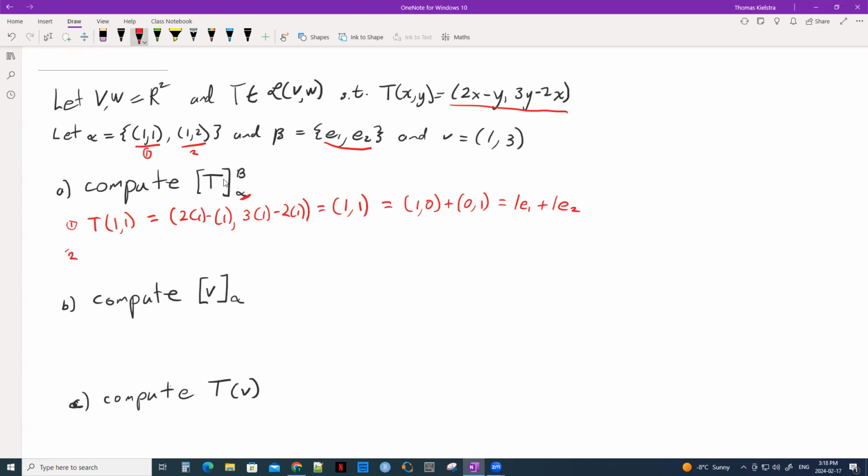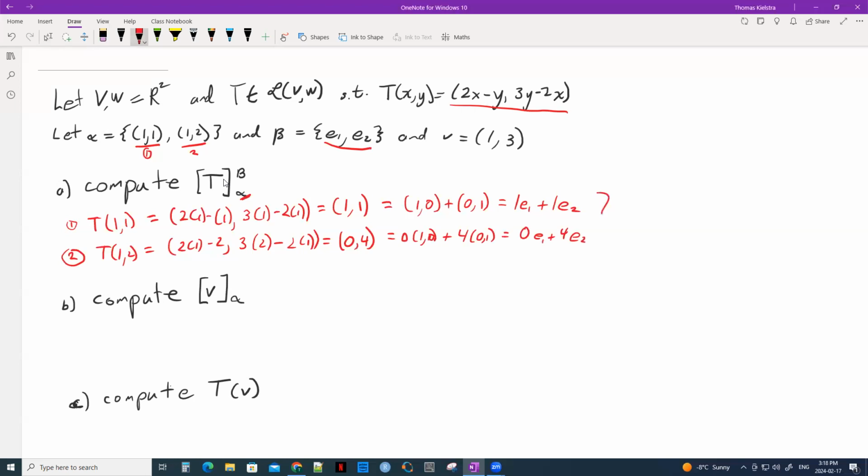Now for the second vector, I'm looking at T of (1, 2). This is going to be 2 times 1 minus 2, and 3 times 2 minus 2 times 1, which equals (0, 4). That is 0 times (1, 0) plus 4 times (0, 1), or 0e1 plus 4e2.